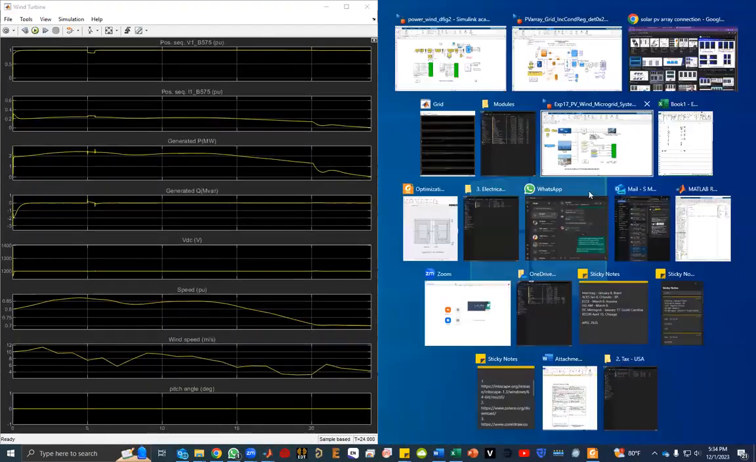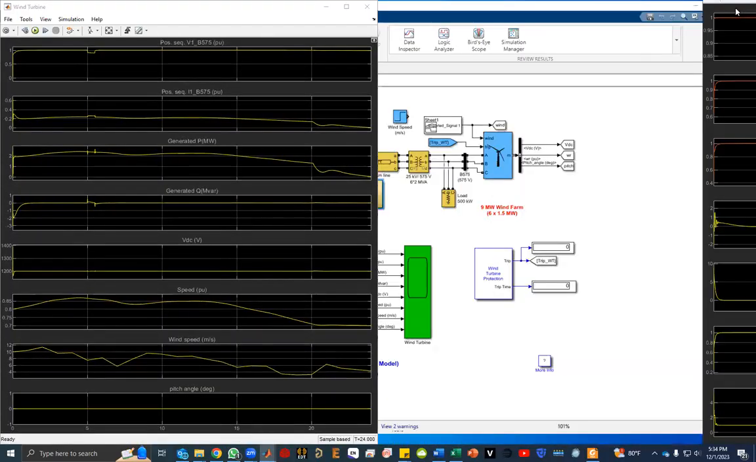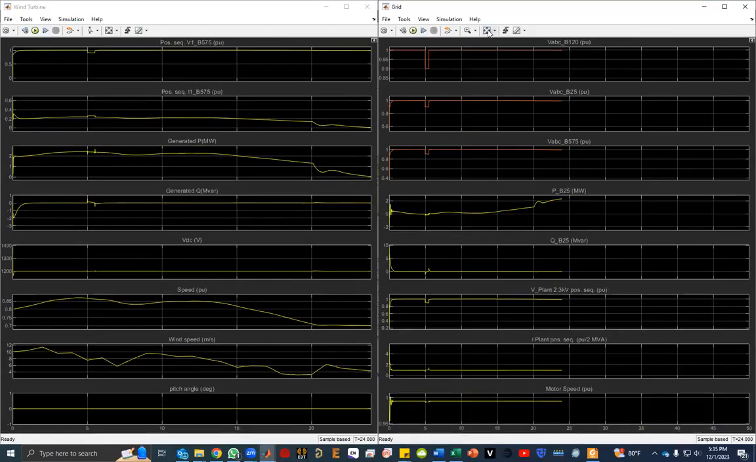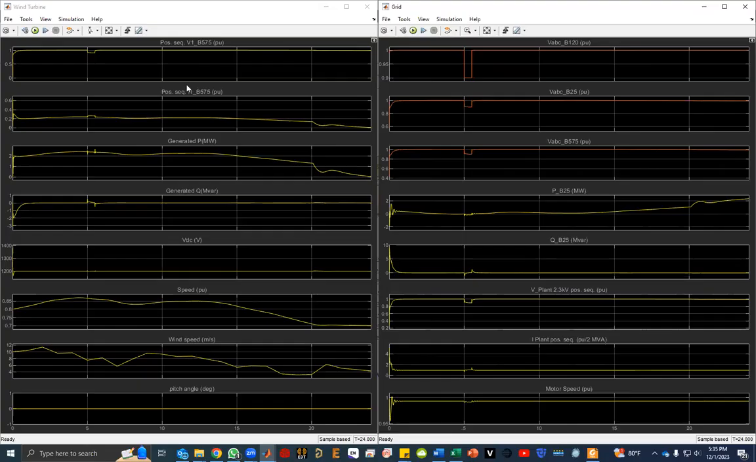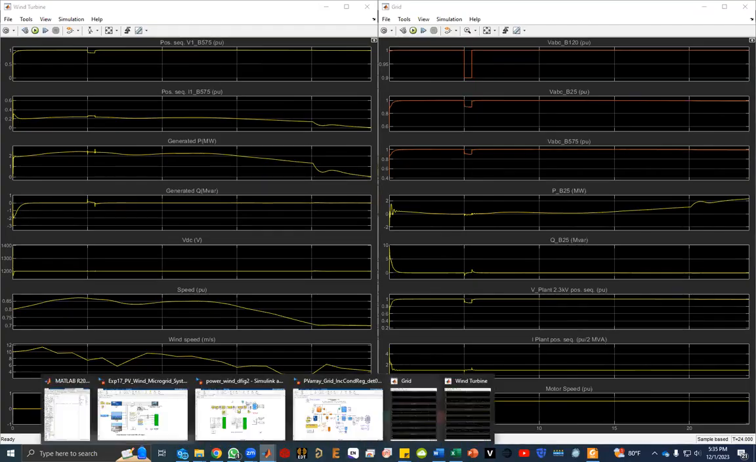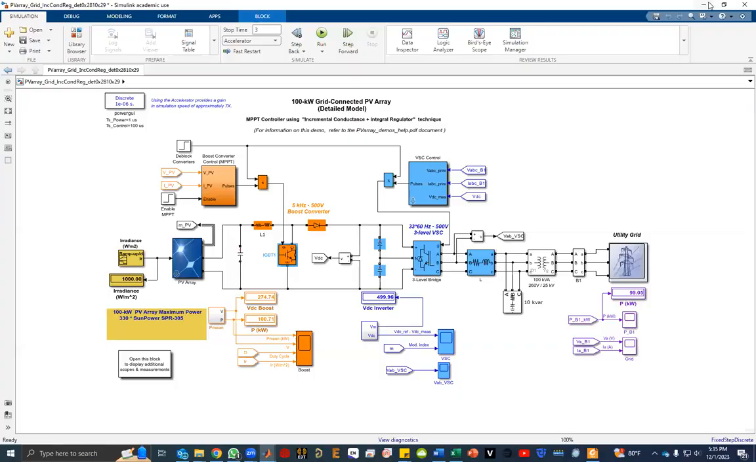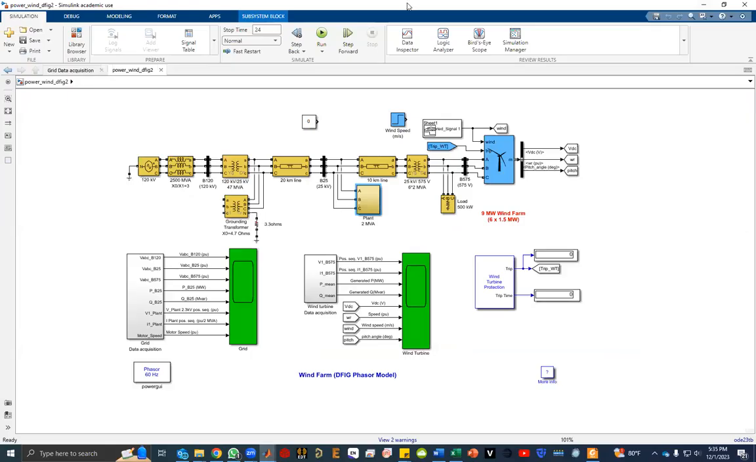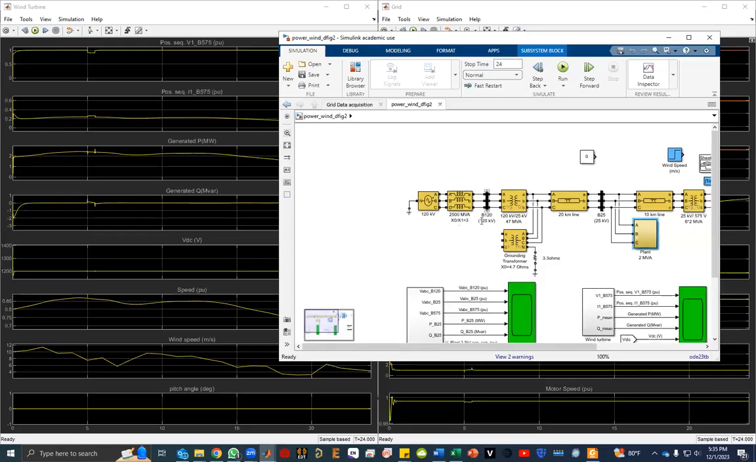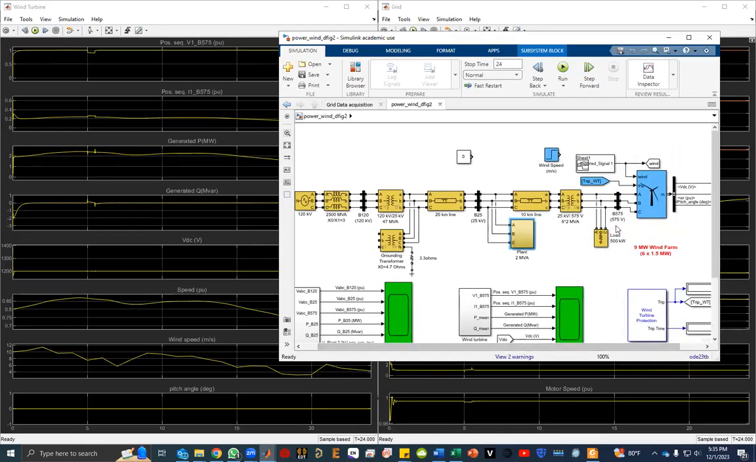I guess you can see them here. On the left hand side, we have the wind turbine results. You can say this is the positive sequence voltage. This is the positive sequence of B575, which is coming from the grid. Let's see which one is what. So yeah, 575. That means it is this one.